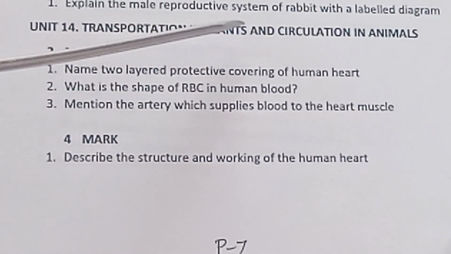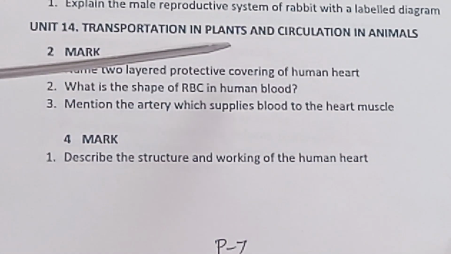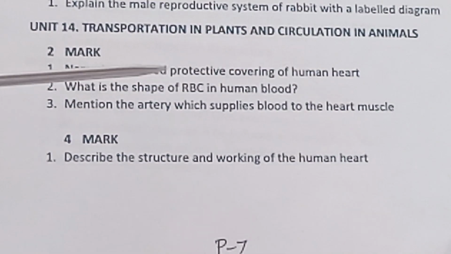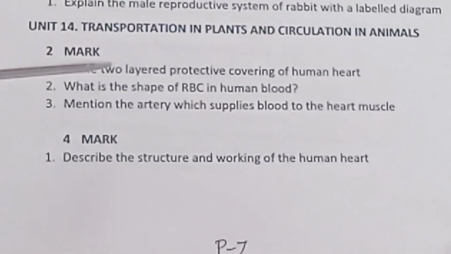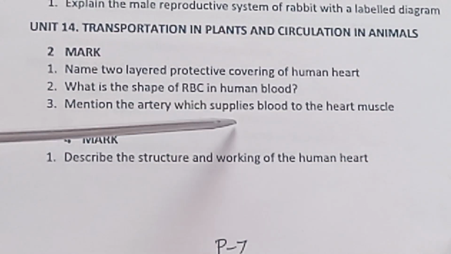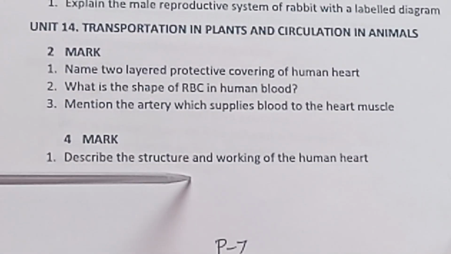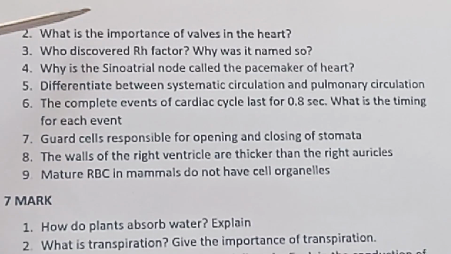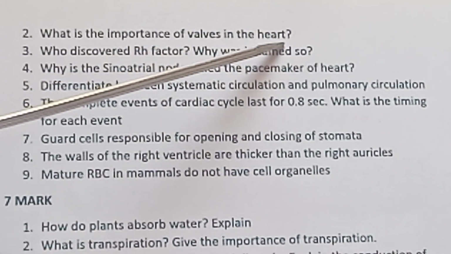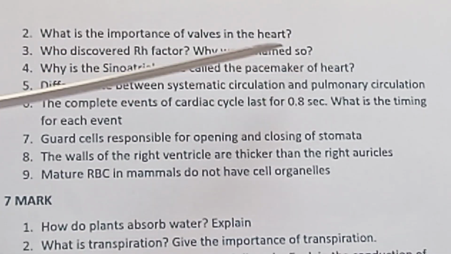Unit 14, transpiration in plants and circulation in animals. 2 mark, name the 2 layers of the protective covering of the human heart. What is the shape of RBC in human blood? Mention the artery which supplies blood to the heart muscles. 4 mark question. Describe the structure and working of the human heart. What is the importance of valves in the heart? Who discovered the Rh factor?